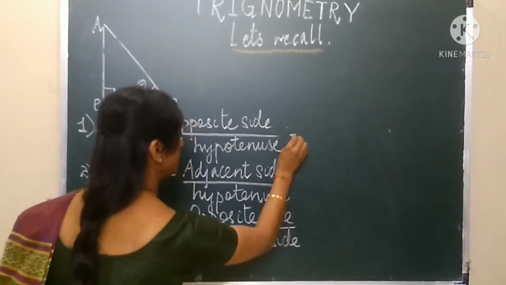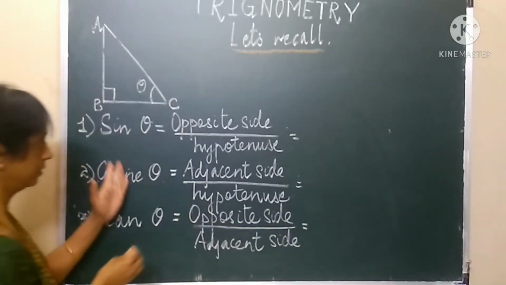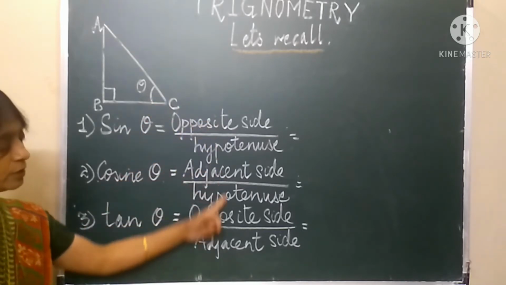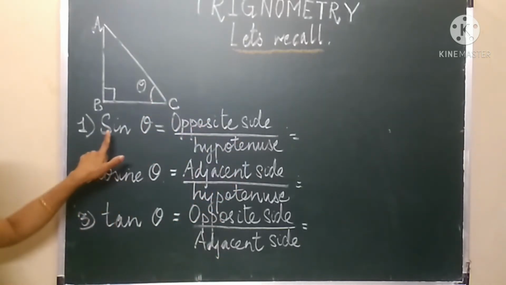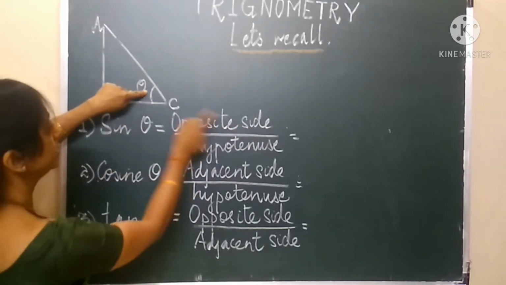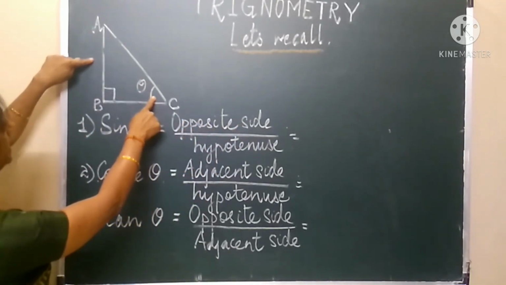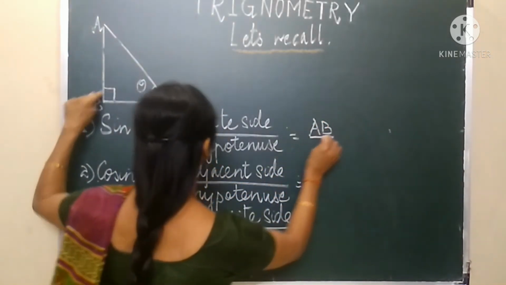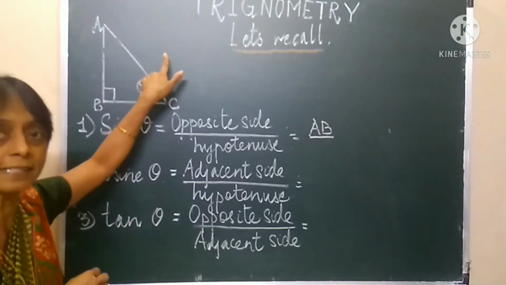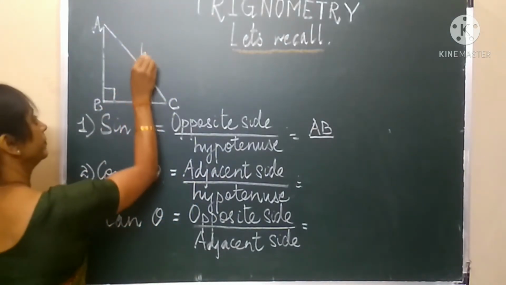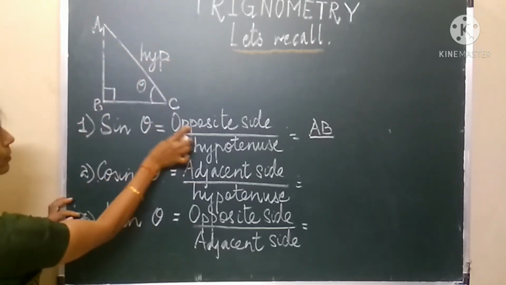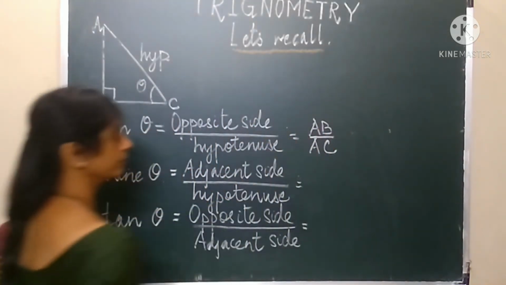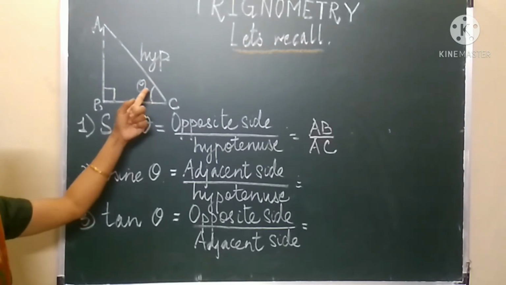To find the values for all three, that is sine, cos and tan, particularly for this acute angle, by using these general formulas, let's find out the values. So sine of theta is given by opposite side. Which is the opposite side for angle C or theta? It is AB. And which is the hypotenuse for this particular triangle? We know the hypotenuse is the side opposite to 90 degrees. So it will be AB, the opposite side, upon the hypotenuse, that is AC. So we get sine of angle theta.